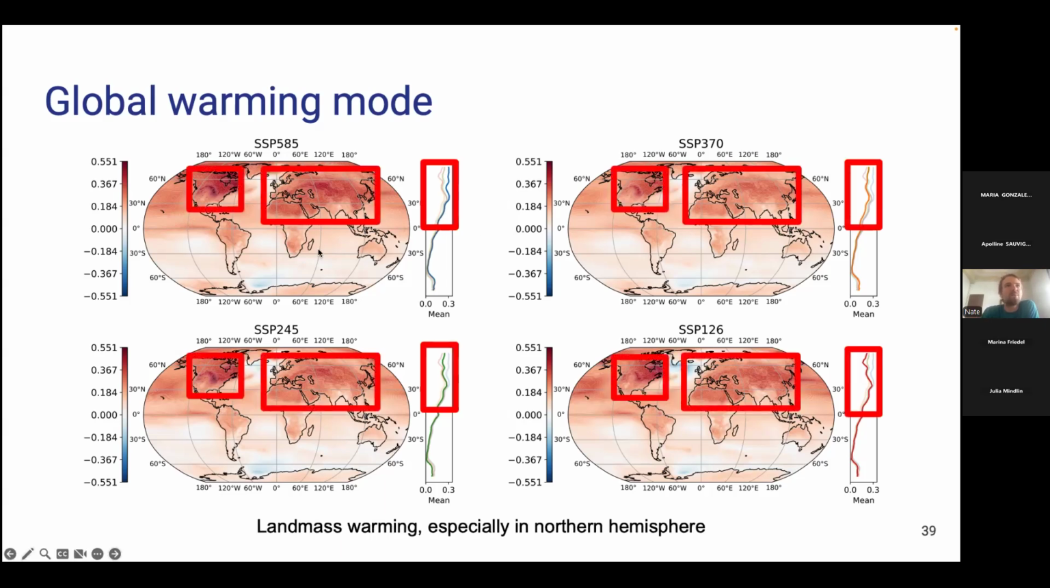So the first pattern that we see is landmass warming, especially in the northern hemisphere. And this is consistent across all scenarios. And in general, too, we see higher warming in the higher forcing scenarios as well. So this blue line here corresponds to the highest forcing scenario, and it's certainly above these other lines. So on average, we're seeing higher warming in the northern hemisphere for higher forcing scenarios, especially on land.